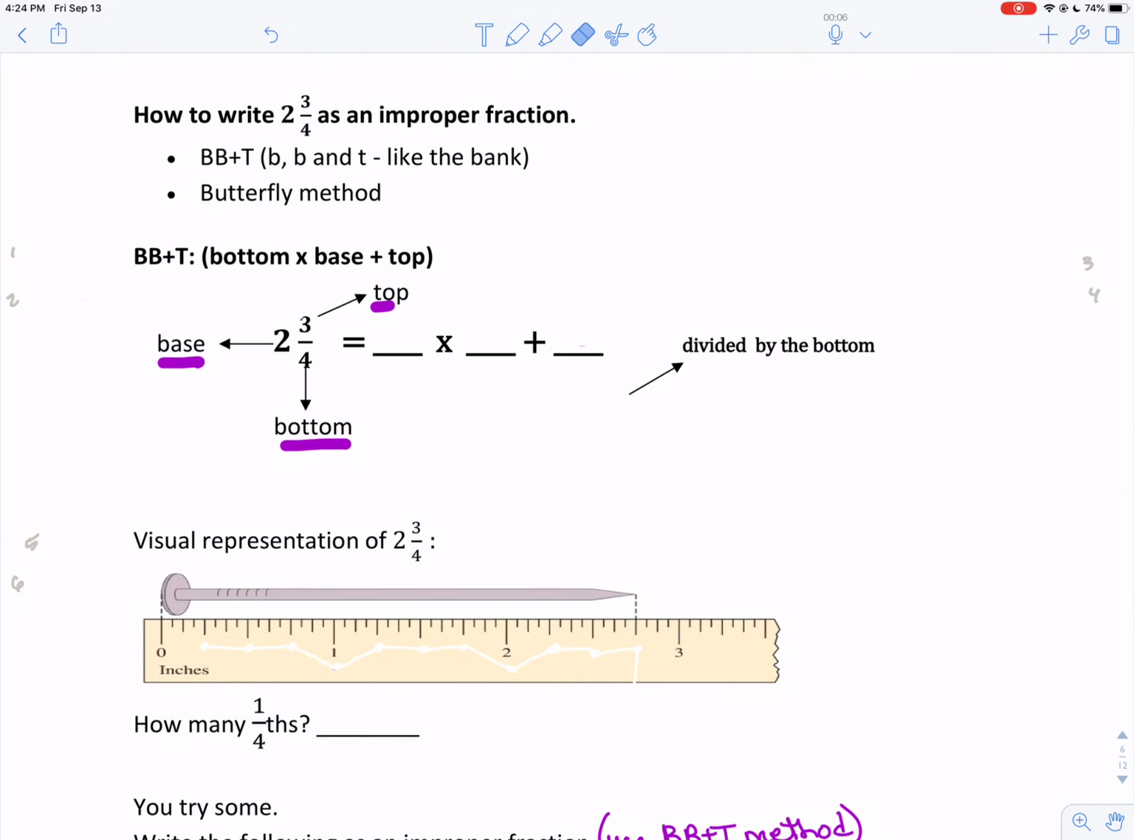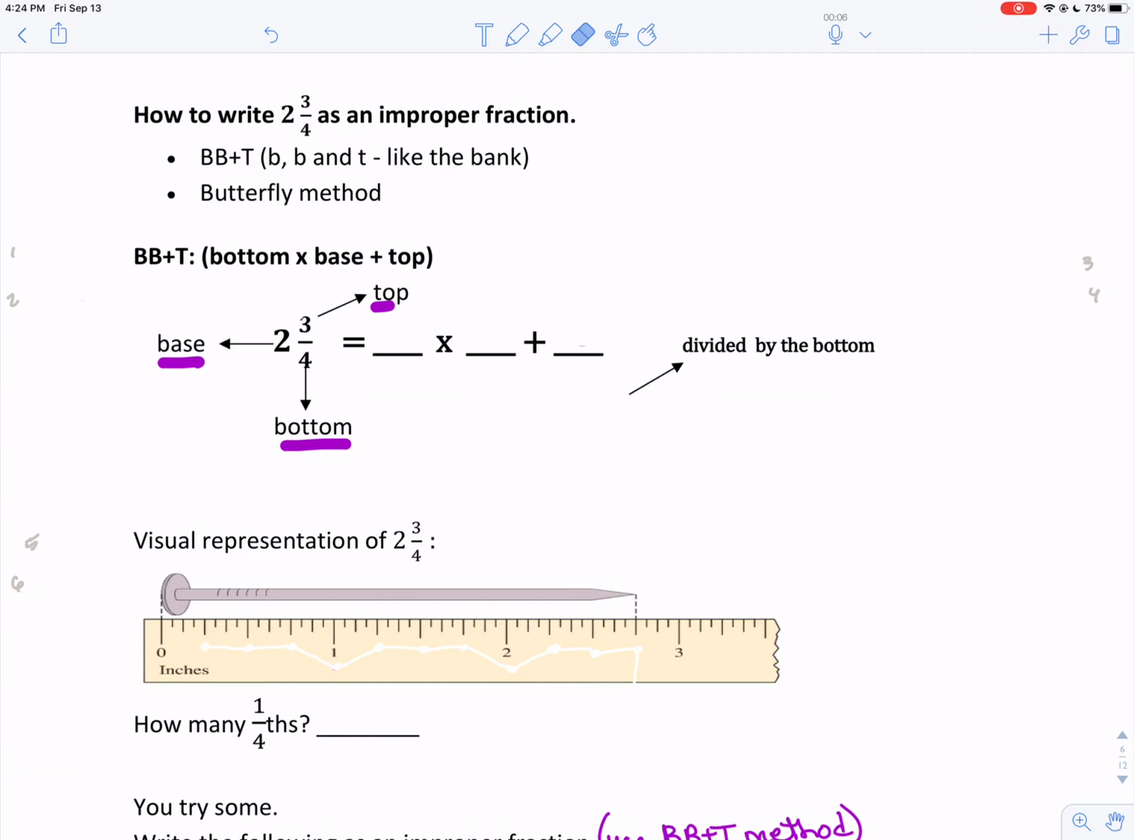In this video particularly, we're going to be working with the BB&T method. So BB&T sounds like the bank. It represents the bottom times the base plus the top. So the bottom is your denominator. The base is your large number, your integer, and then of course the top is the top number.